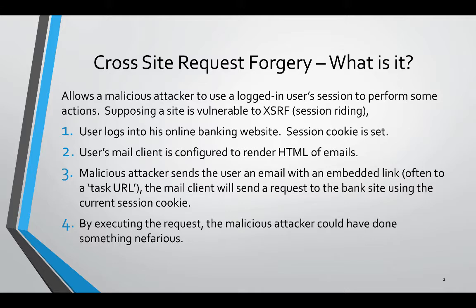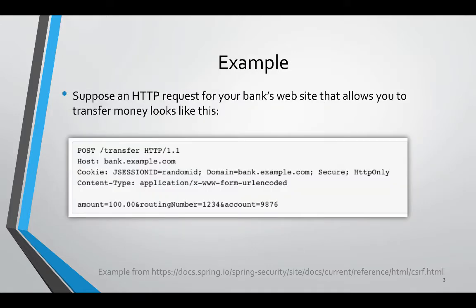We'll talk about it in just a moment, but I don't know of any significant compromises other than a handful, but the potential is devastating, ostensibly, obviously. So as an example, suppose an HTTP request for your bank's online banking website allowing you to transfer money looks something like this. You'll notice that it relies on the cookie, and then there's three parameters involved in this post. So the amount you want to transfer, the routing number you're transferring to, and the account number.